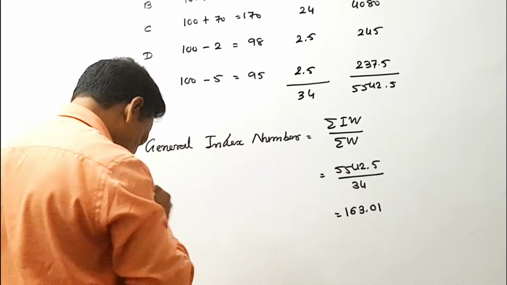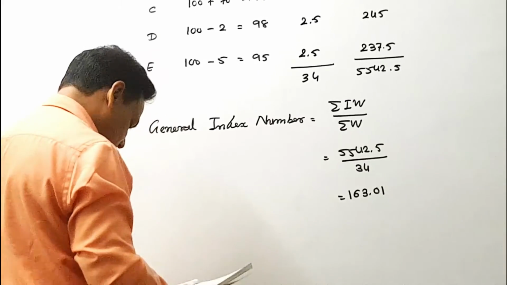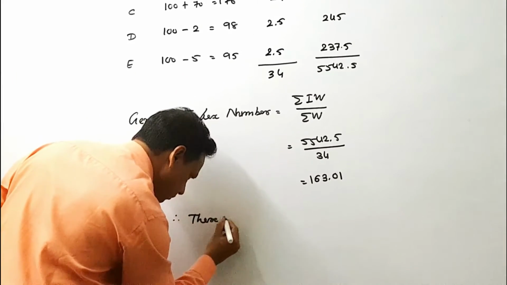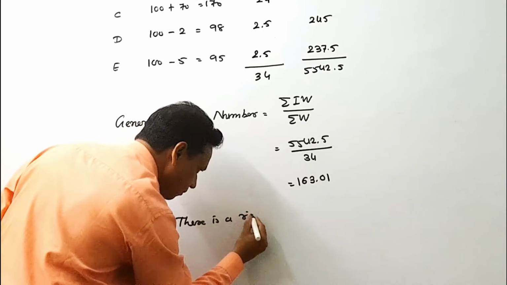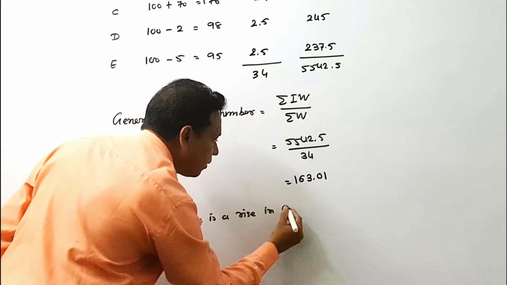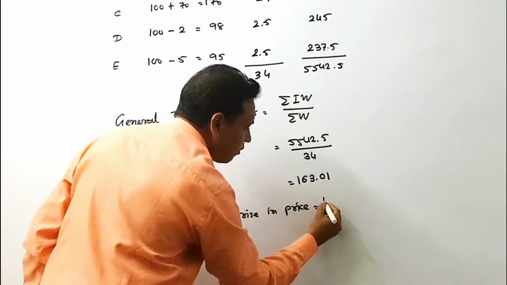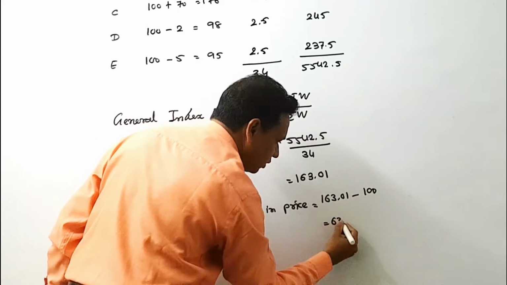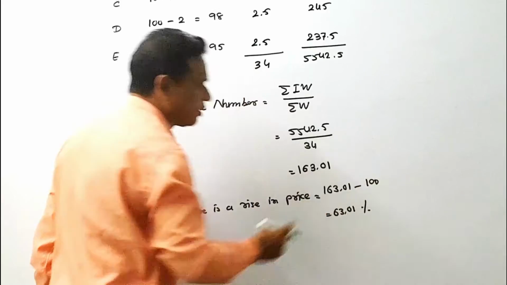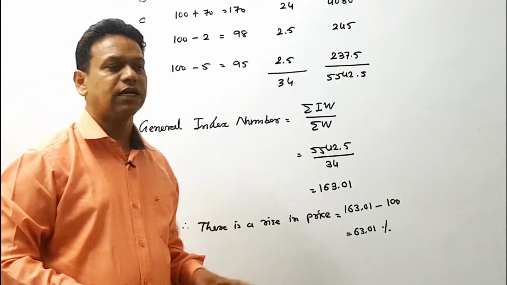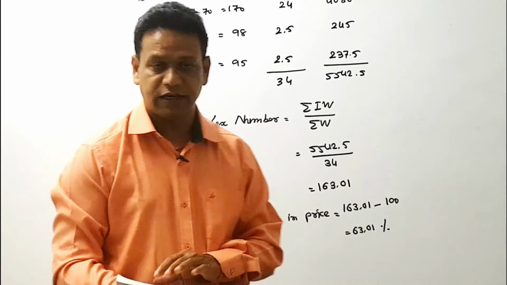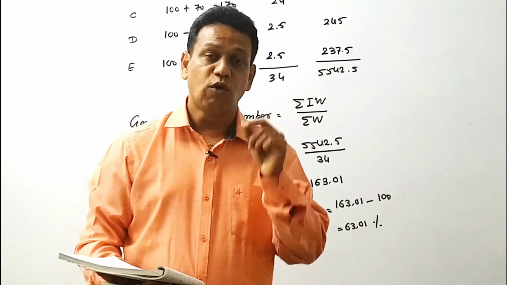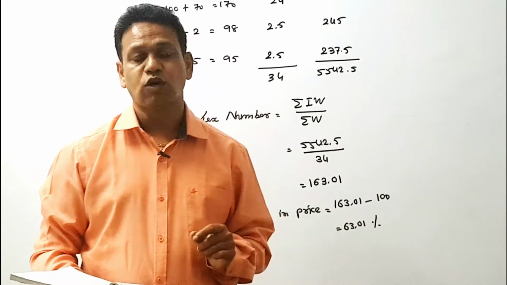So right now the answer shows there is a rise in price. 163.01 minus 100 is 63.01%. The very simple thing is that this is illustration number 21, which is available in your textbook, page number 39. Hope you understand this concept, how it can be solved easily.